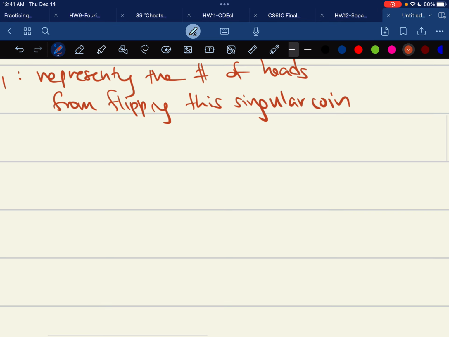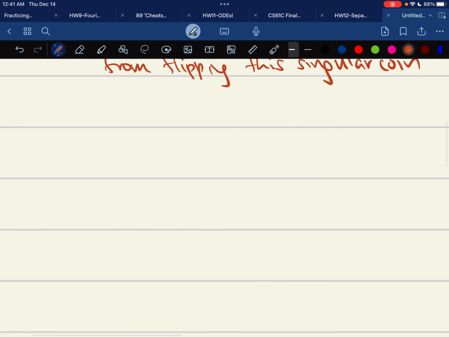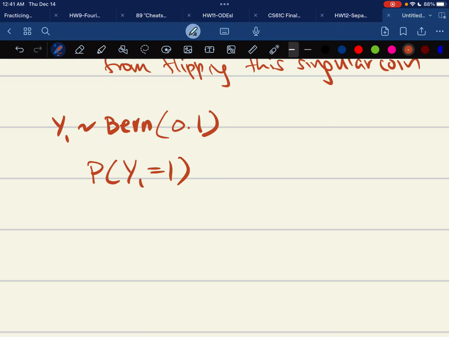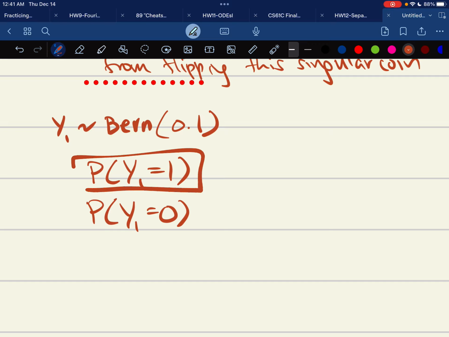We could also imagine that we're working with a biased coin, right? So let's call this y1. And let's say it's biased so that you're much less likely to get heads, right? So let's say it follows a Bernoulli distribution with probability 0.1, right? So you have two outcomes, y1 is equal to 1 or y1 is equal to 0. The probability that you get one head with this biased coin is 0.1. The probability that you get no heads is 0.9.